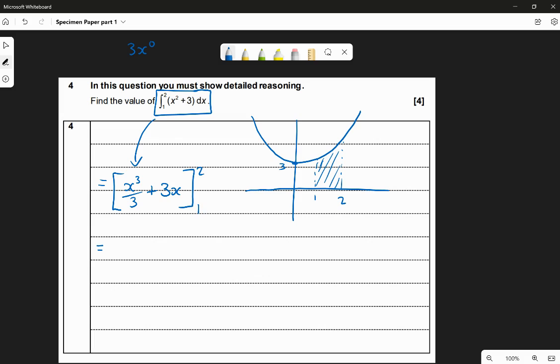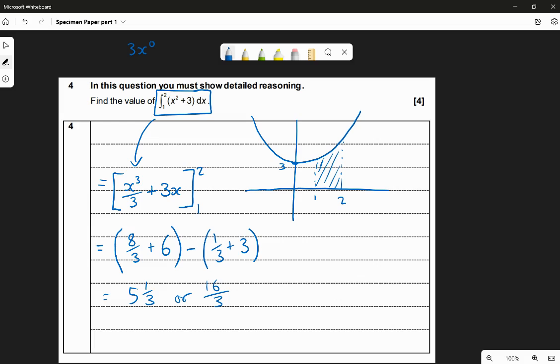At this point, we now have to substitute the two limits in and then subtract. We substitute the upper limit first, so we substitute 2 in first. So 2 cubed divided by 3, which is 8/3, plus 3 lots of 2, which is 6. So we have substituted 2 in, and we've got those two values. Then we subtract the result we get when we substitute 1 in. 1 cubed divided by 3 is 1/3. 3 times 1 is 3. And if we do that calculation, we get 5 1/3, or better than that, 16/3.